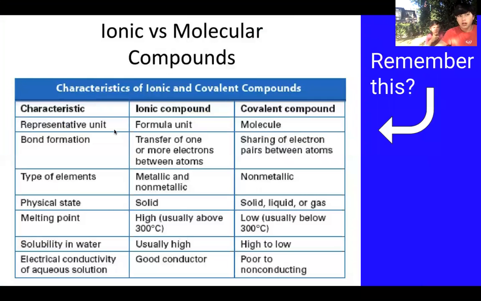Okay, so ionic versus molecular compounds. These are just some characteristics. The representative unit for an ionic compound is a formula unit, but for a covalent compound, it's a molecule. You can look at this on your own time. I guess the most important ones are these: ionic compounds are metallic and non-metallic, while covalent compounds are two non-metallics. Ionic is solid, while covalent can be solid, liquid, or gas. The first 3 are most useful, and then melting point is also useful.